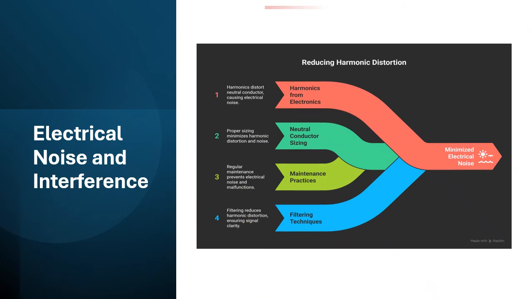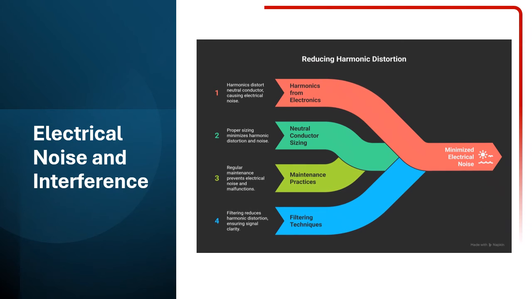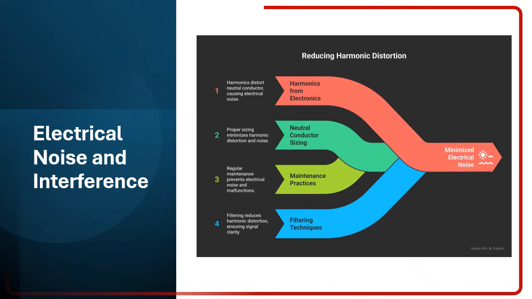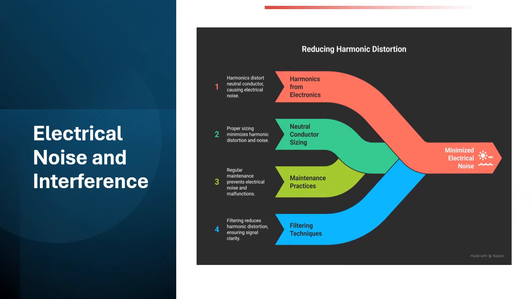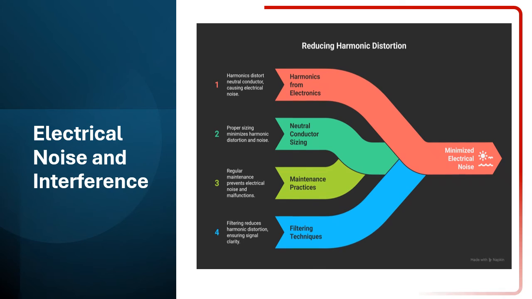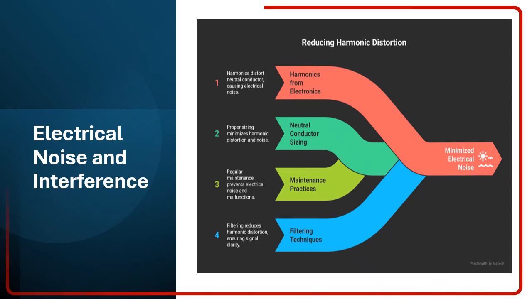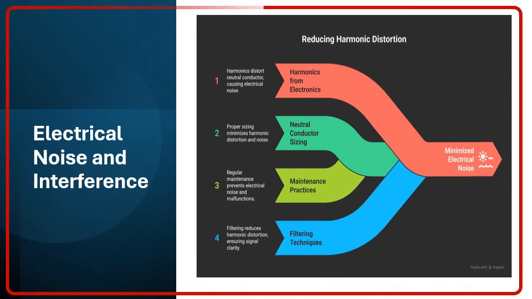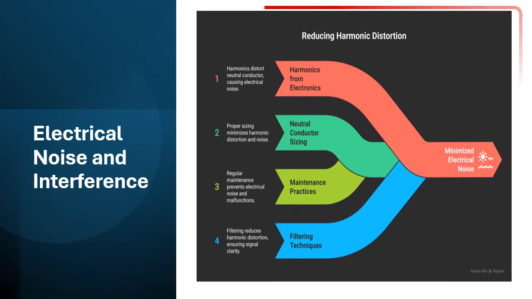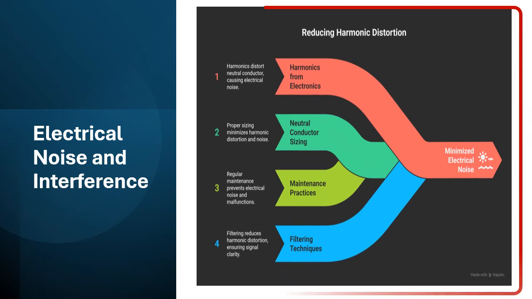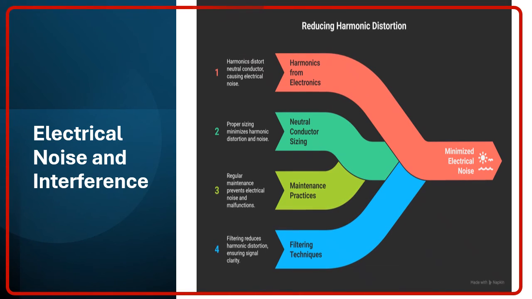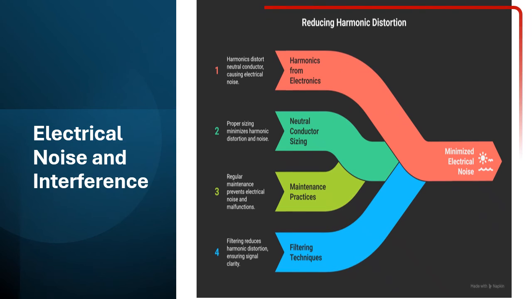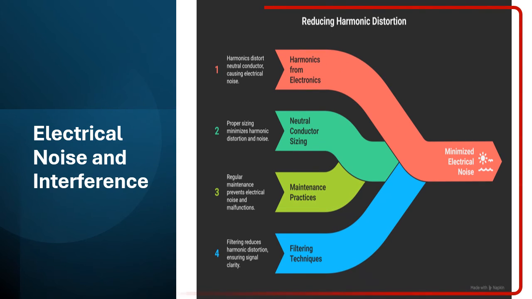Electrical noise and interference. Harmonics from sensitive electronics like computers, LED lights, and variable frequency drives can distort the neutral conductor. This can cause electrical noise, which may lead to equipment malfunction, data corruption, and signal distortion. Ensuring the neutral conductor is properly sized and maintained can help minimize these risks. Filtering and other mitigation techniques may also be necessary to reduce harmonic distortion.